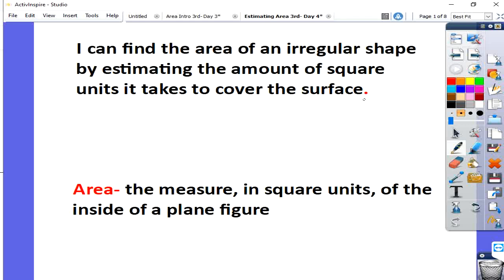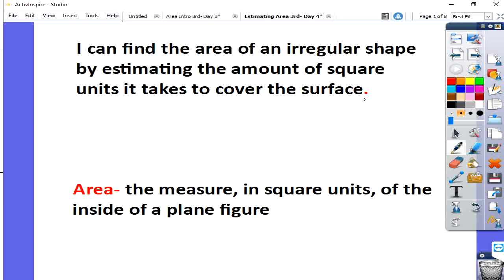Hi everyone. Today we're going to take another look at the concept of area, but just in a little bit different way. So before we begin, let's go ahead and go over our I can statement for today so we know what our goal for this lesson is. Our goal is to find the area of an irregular shape by estimating the amount of square units it takes to cover a surface. What exactly does that mean? Let's go ahead and break down our I can statement into smaller parts.